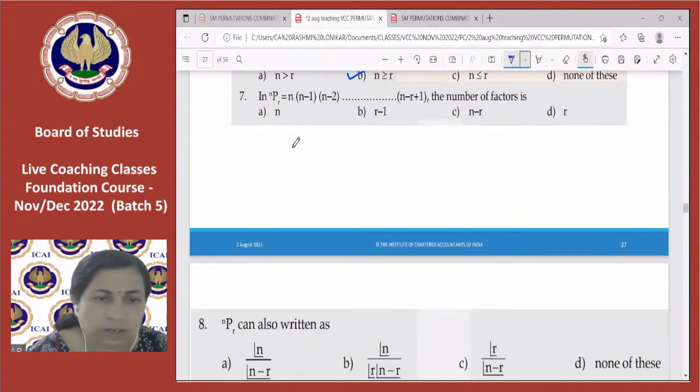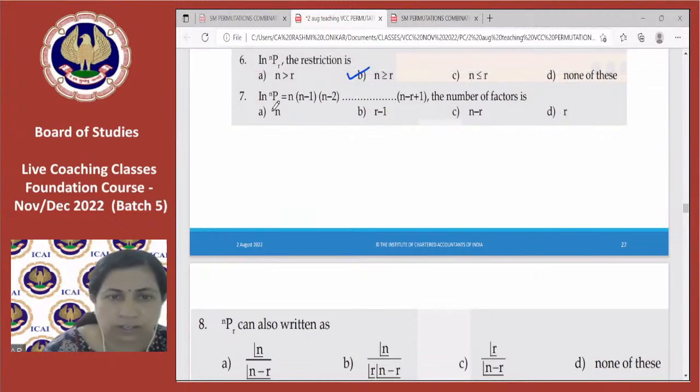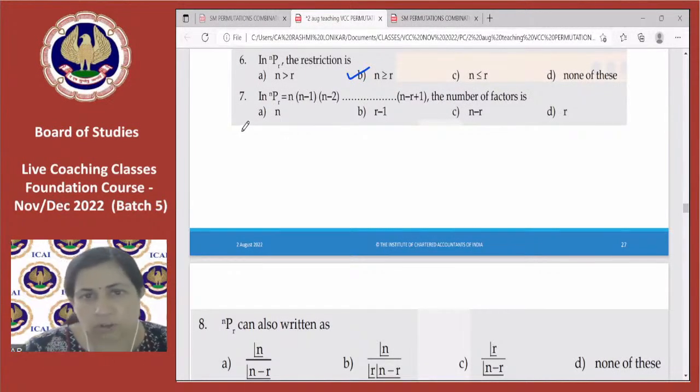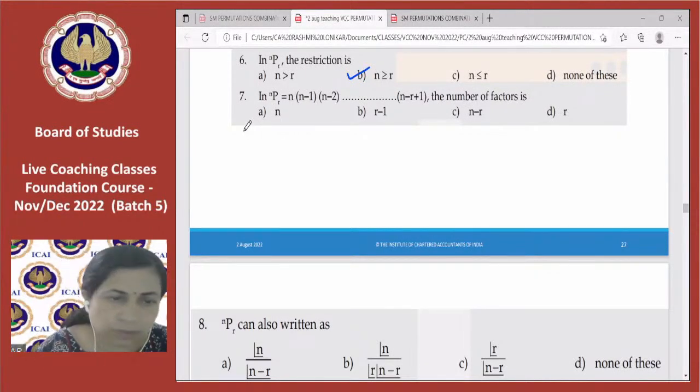Now, in NPR, N into N minus 1 into the number of factors is how much? Okay, they are asking you how many numbers are there, number of factors. So when I'm in doubt and don't know what to do over here, I will take an example. Let me see.